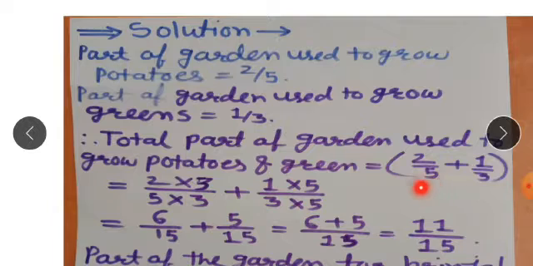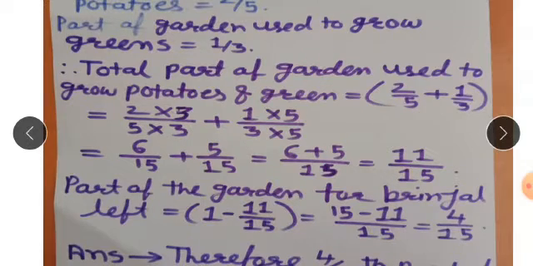Therefore, we are going to multiply the first fraction by 3 and second fraction by 5. Therefore, 2 into 3 upon 5 into 3 plus 1 into 5 upon 3 into 5. 2 into 3 gives you 6 and 5 into 3 gives you 15, whereas 1 into 5 gives you 5, 3 into 5 gives you 15. Now the denominators are same, therefore 6 plus 5 upon 15 is equal to 11 upon 15.